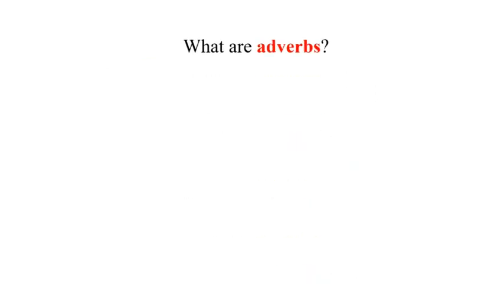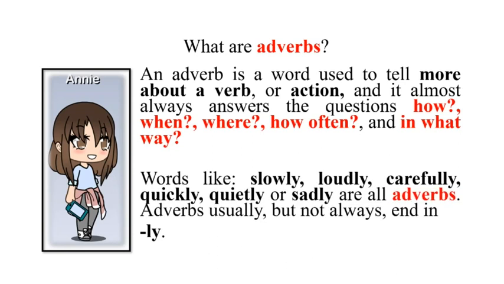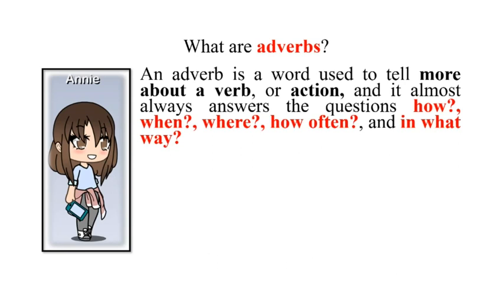So, what are adverbs? What's that? Annie will explain. An adverb is a word used to tell more about a verb, more about action, and it almost always answers the question how something happened, when something happened, where something happened, how often did it happen, and in what way. Kako, gde, kada, koliko često, na koji način se neka radnja dešavala.